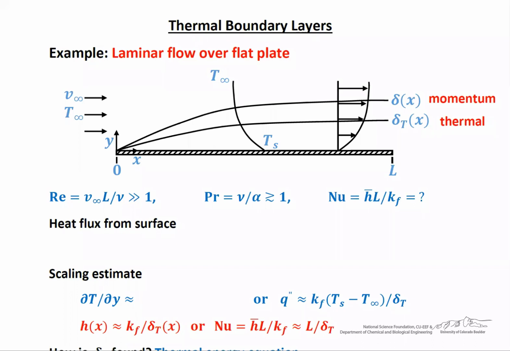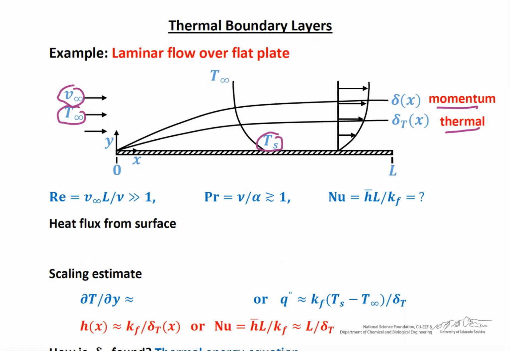Welcome. This lesson is on thermal boundary layers, and thermal boundary layers occur when there's a heated surface and then there's flow past that surface. In particular, we're going to look at an example of laminar flow over a flat plate that's heated, and there's a velocity V infinity far away from the plate, and also a temperature T infinity far away from the plate. And then the plate is heated at temperature Ts. And we form both a momentum boundary layer and a thermal boundary layer.